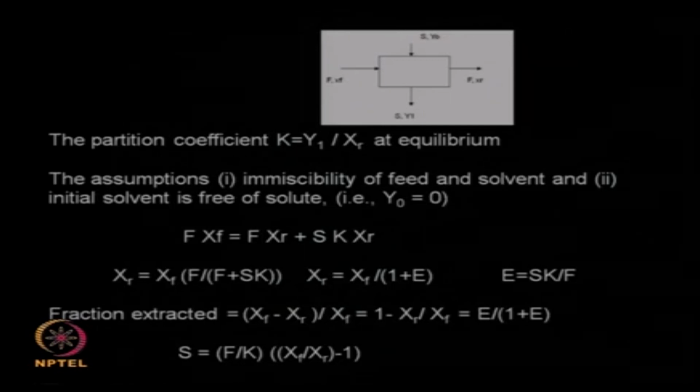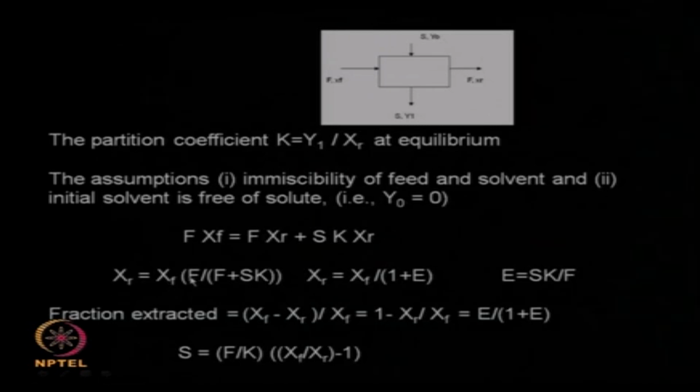Okay. So, the assumptions: number 1, immiscibility of the feed and the solvent, and number 2, when the initial solvent does not contain any solute, then Y0 will be equal to 0, correct. So, we put Y0 equal to 0. What happens: F into Xf, the Y0 term has become 0, is equal to F into Xr plus S into K into Xr. Instead of Y1 I put K into Xr here. Now, we can rearrange to get Xr, the concentration leaving the stage, equal to Xf multiplied by F divided by F plus SK, correct.